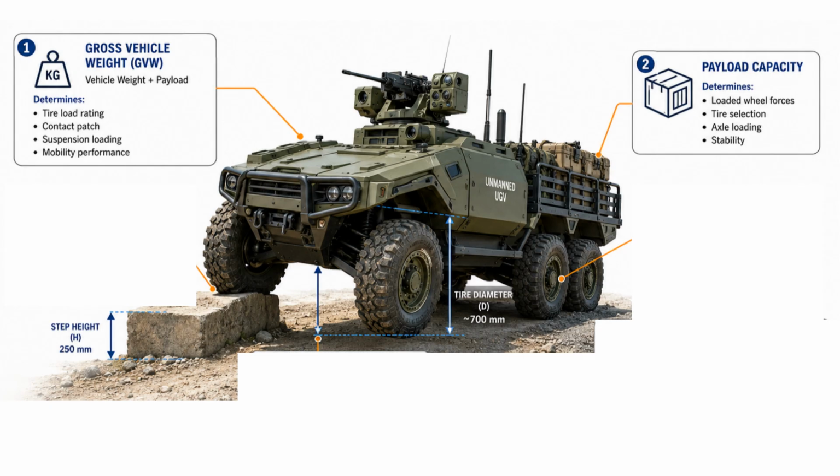In this example, each front wheel carries 110 kilograms, while each rear wheel carries 140 kilograms. Together, the 4 wheel loads add up to the total GVW of 500 kilograms. Understanding this distribution is essential for selecting the correct tyre load capacity, designing the suspension, and ensuring vehicle stability and mobility.